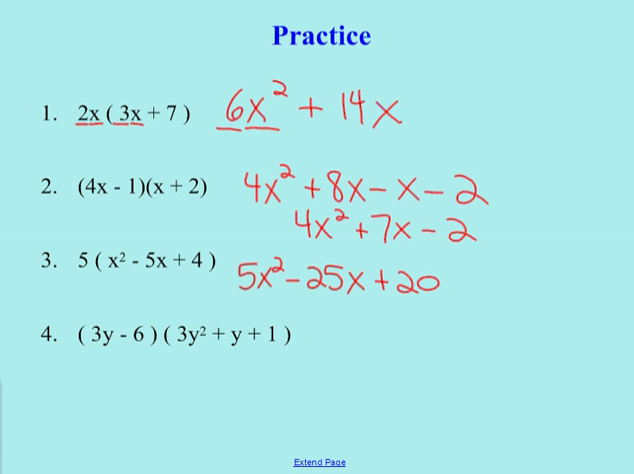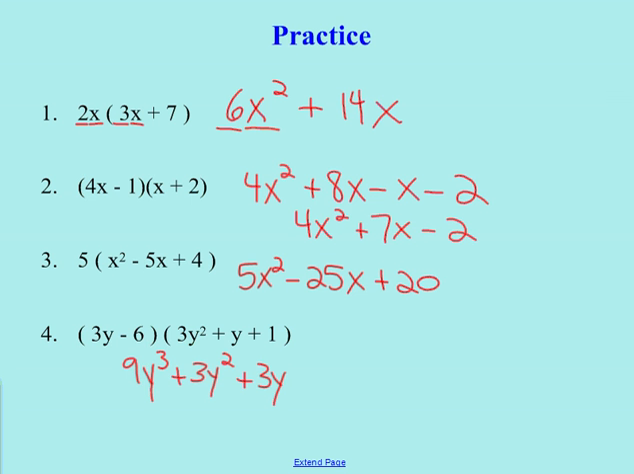And in number 4, we're multiplying a binomial, 3y minus 6, which has two terms, times a trinomial, 3y squared plus y plus 1, 3 terms. So in this case, we need to distribute. First, we're going to distribute the 3y to each term in the second trinomial. So 3y times 3y squared, 3y times y, and 3y times 1. So I'll end up with 9y cubed plus 3y squared plus 3y.